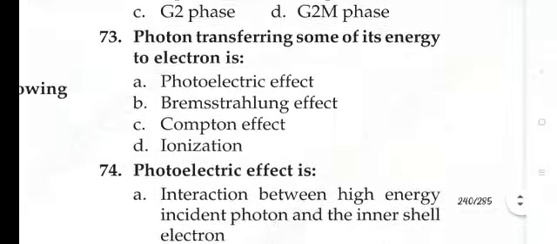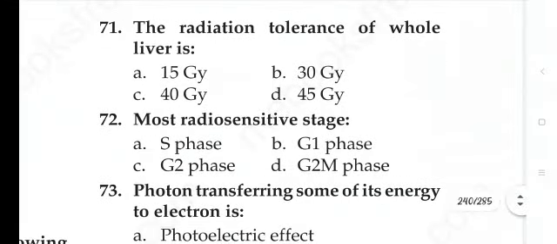Next question, the radiation tolerance of whole liver is? Option A 15 Gy, option B 30 Gy, option C 40 Gy, and option D 45 Gy. So the answer of this question is option C, that is 40 Gy.